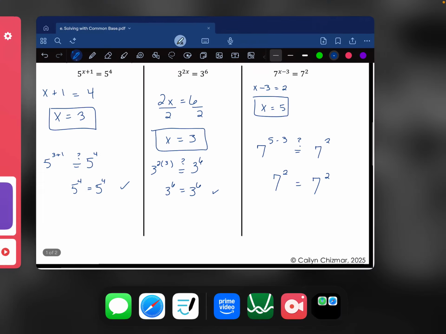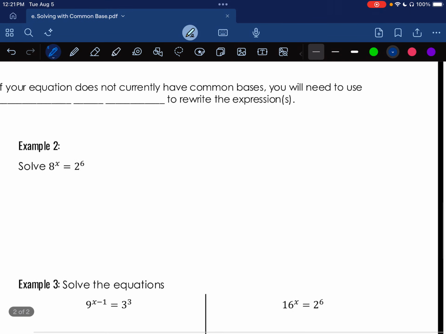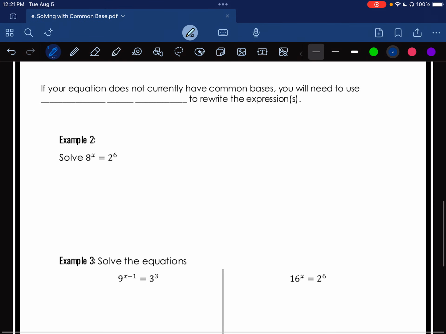Something else to consider is that if your equation doesn't currently have a common base, we might have to make common bases. So what I mean is that if your equation doesn't currently have common bases, you're going to have to use those properties or laws of exponents to rewrite the expressions. And you might have to rewrite one side, you might have to rewrite both sides of the equation. So let's see what this looks like.